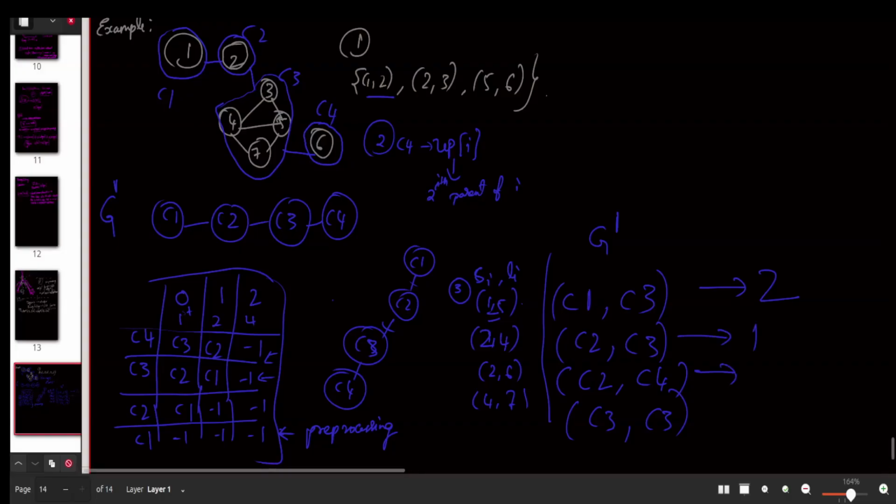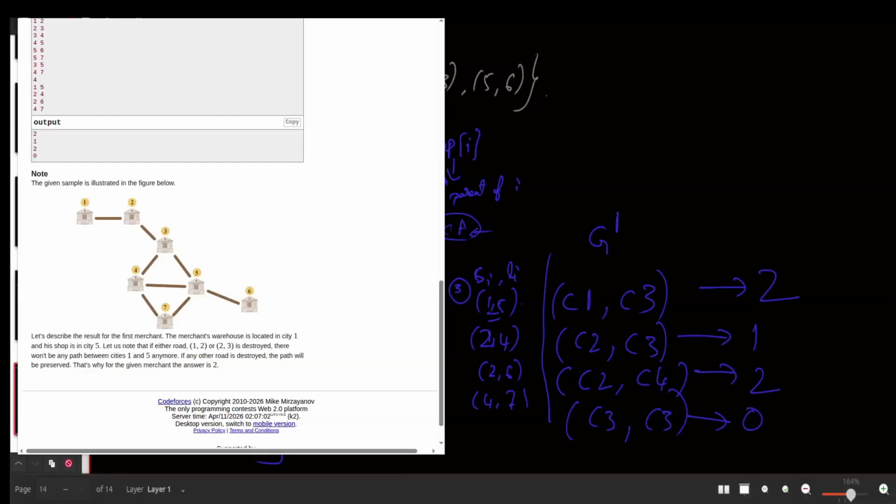Between C2 and C4, because this tree is very linear, before you apply the LCA itself, you will be bringing both nodes to the same level and both nodes will be matching, so you won't apply the LCA and simply take the number of steps you incremented to bring the other node to the same level. And between C3 and C3, it's 0. And if you see the output, it's 2 1 2 0.